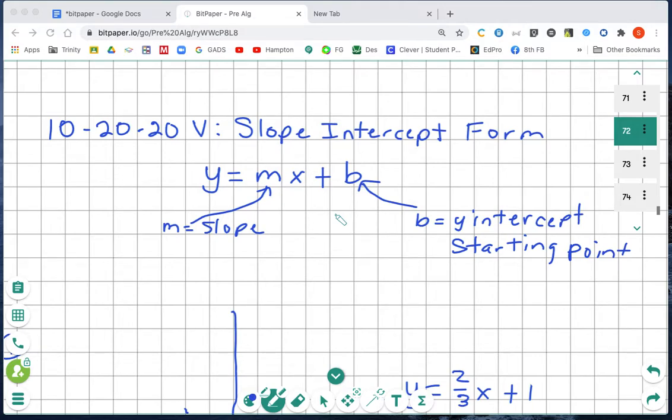Graph paper. We're going to be graphing the equation using the shortcut of the slope-intercept form. So the slope-intercept formula is y equals mx plus b. The m is our slope, and the b is going to be the y-intercept, which is going to be our starting point.